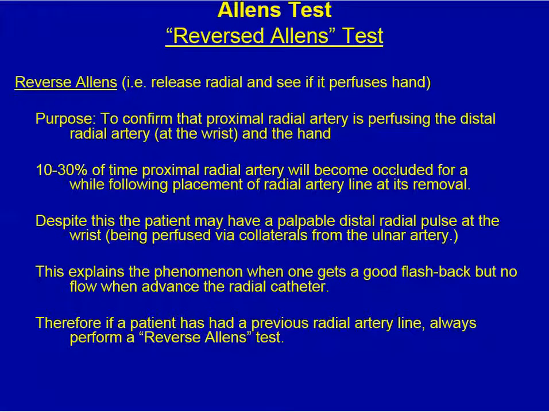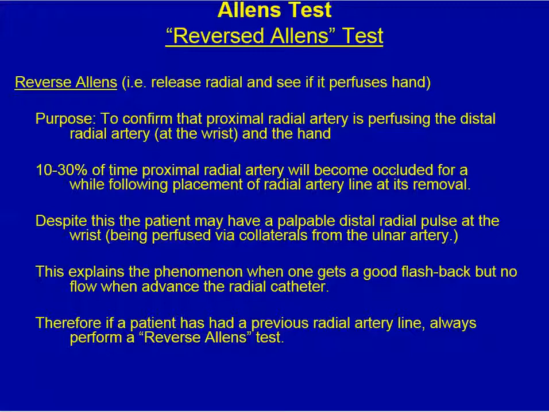Now, many of our patients have had previous arterial lines in the radial artery, and as I indicated, a fair percent of these will cause occlusion of the proximal radial artery. Even if the proximal radial artery is occluded, they can still have a palpable pulse at the wrist, which is being perfused by the collaterals from the ulnar artery. If you try to put an art line in these arteries, you get a flashback, but when you try to advance the catheter, you don't get any flow because the radial artery is occluded proximally.